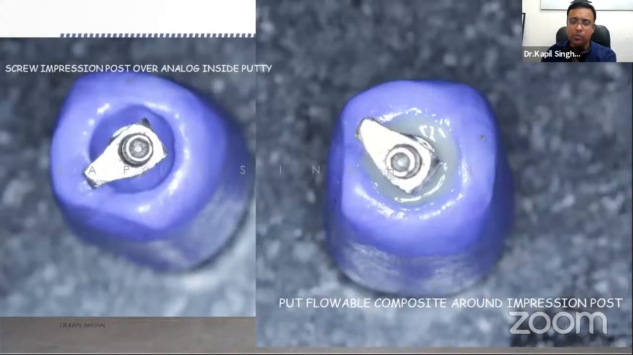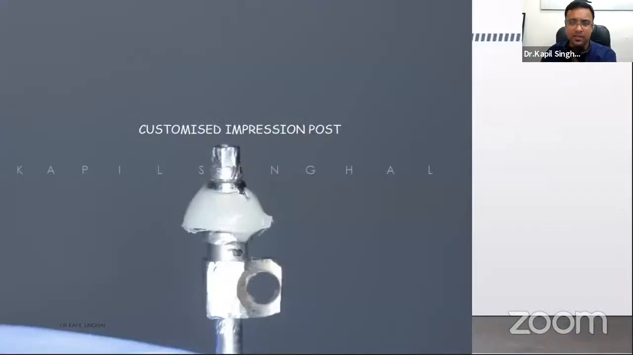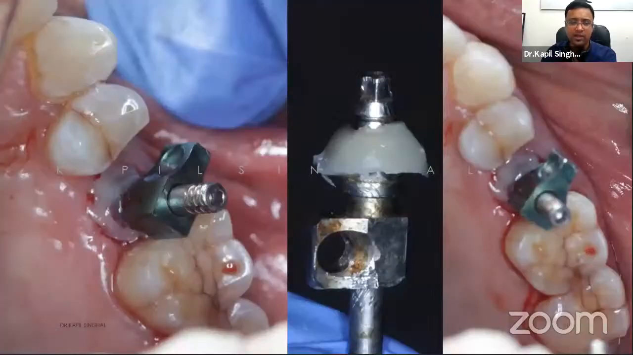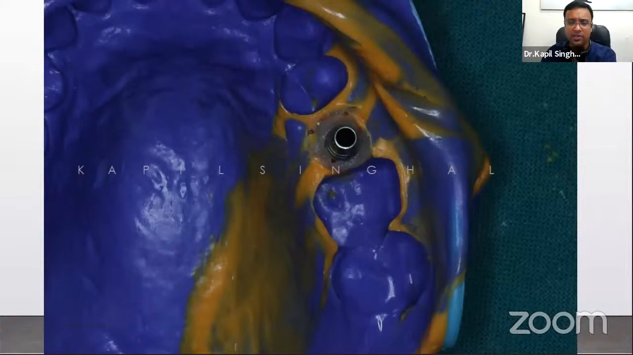Now I'll put the impression post over my analog and flow the flowable composite around it. So now I have my customized impression post. I'll put the customized impression post in my patient's mouth and make one impression.